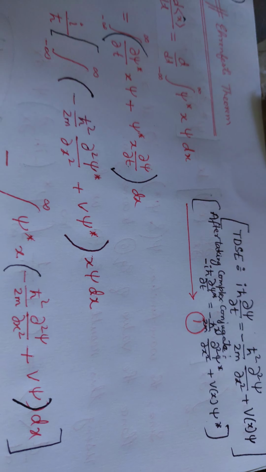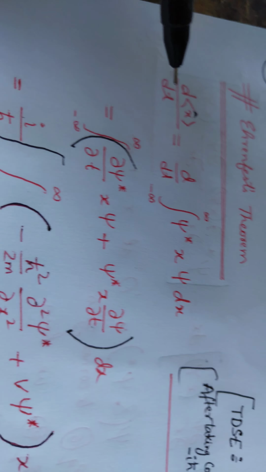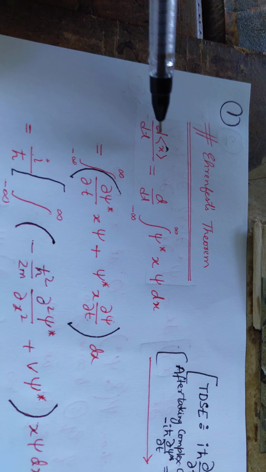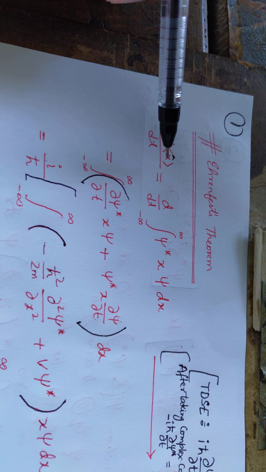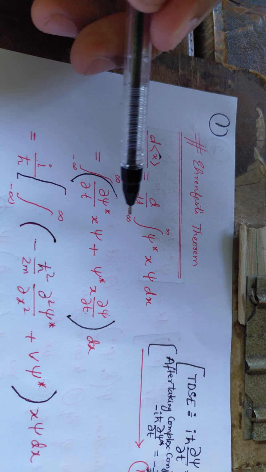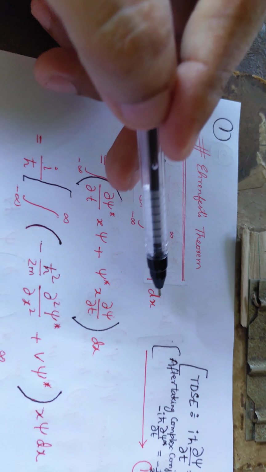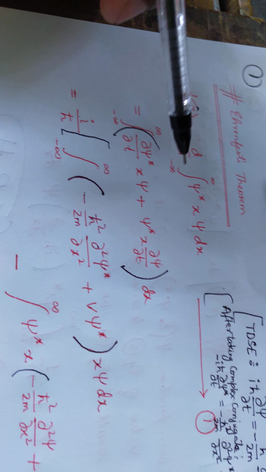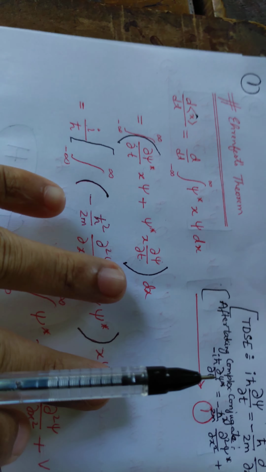Now what we do is this. We consider the time variation of the expectation value of the position operator, and we know that the expectation value of the position operator is given by the integration over the entire real space from minus infinity to plus infinity of psi star x psi dx. By the way, I am solving for 1D. Then you do the differentiation and you get this result.